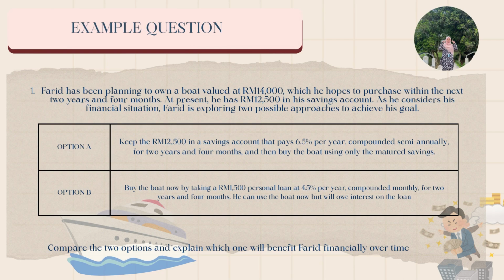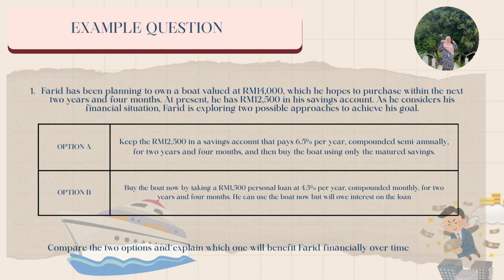Question 1. Farid has been planning to own a boat valued at 14,000 ringgit, which he hopes to purchase within the next 2 years and 4 months. At present, he has 12,500 ringgit in his savings account. As he considers his financial situation, Farid is exploring 2 possible approaches to achieve his goal. Option A. Keep the 12,500 ringgit in a savings account that pays 6.5% per year, compounded semi-annually for 2 years and 4 months, and then buy the boat using only the matured savings.